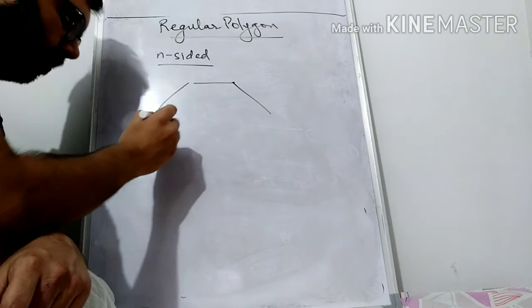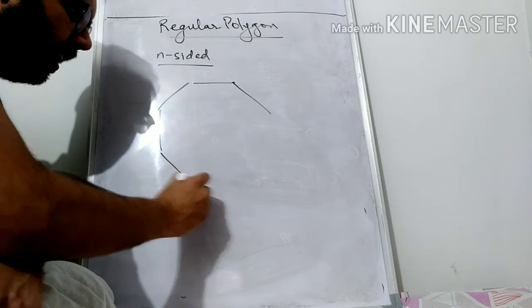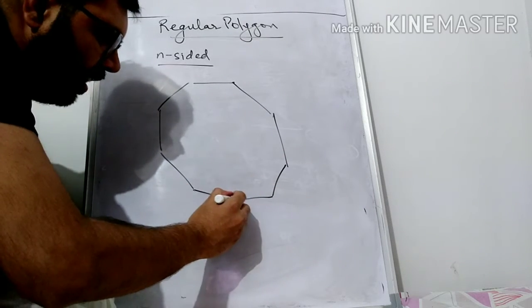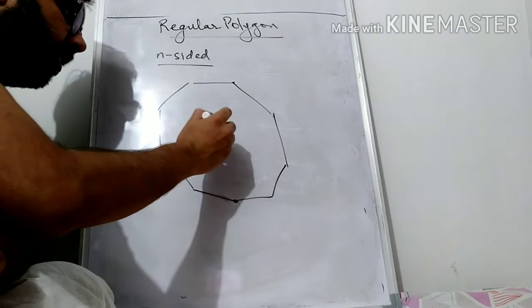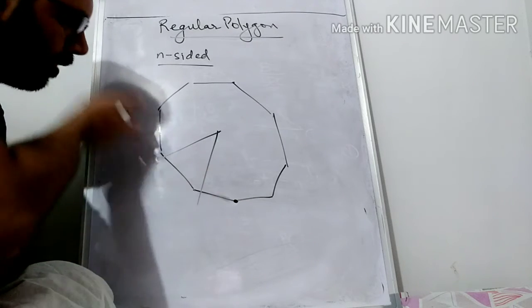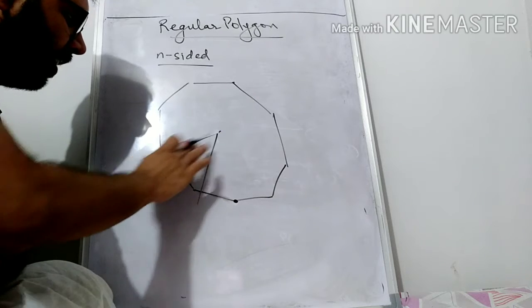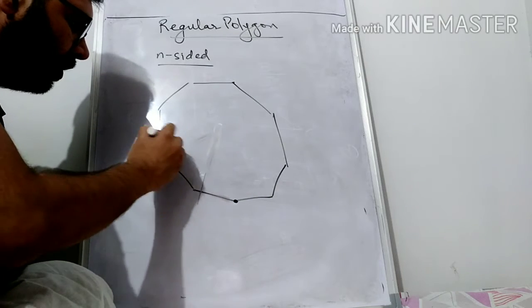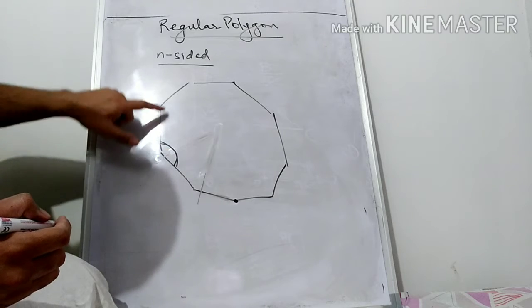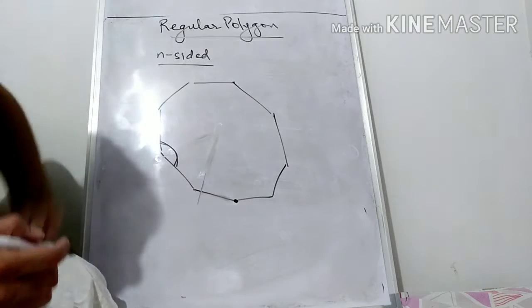like this I can make a diagram. I have an n-sided polygon and I am interested in finding the internal angle, which means this angle. So this is called an interior angle.